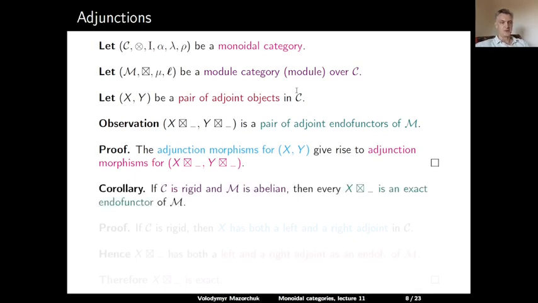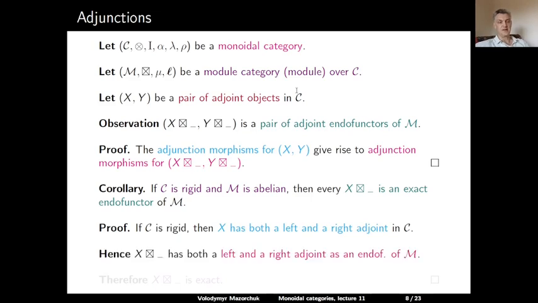This has the following interesting corollary. If C is a rigid monoidal category and M is an abelian module category over C, then every object X in C acts on M as an exact endofunctor. Indeed, if C is rigid, it means that each object X has both a left and a right adjoint in C, which means that the corresponding action endofunctor on M has both a left and a right adjoint as an endofunctor of M. But then it means that it must be exact.